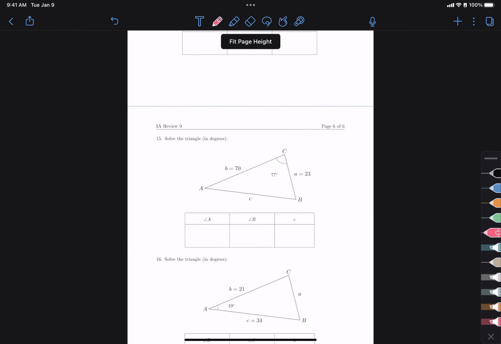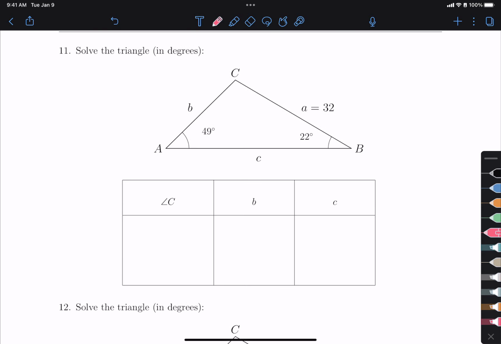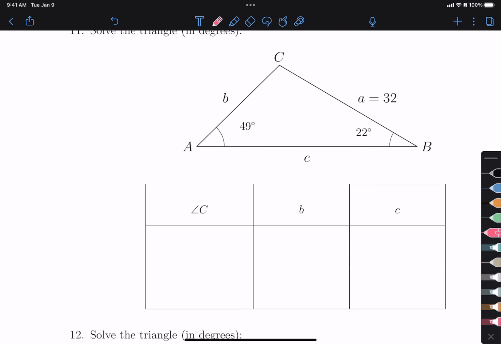So let's look at these. Okay, we're going to solve this first triangle here. So it's your guys' favorite thing ever. It's the law of sines, right? So let's just start off. We know that sine of 49 degrees divided by 32 is going to be the same as the sine of 22 degrees divided by b, right? So sine A over A is equal to sine B over B, which is equal to sine C over C.